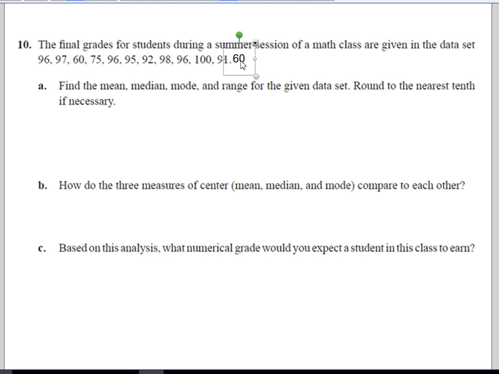So we have 60 and 75, 91, 92, 95, 96 occurs 3 times, and 97, 98, and 100. So there's our numbers from smallest to biggest. So our mean, we're going to add them all up.